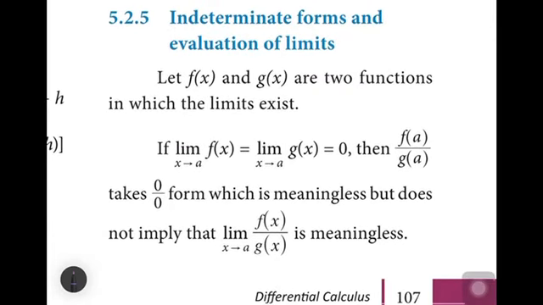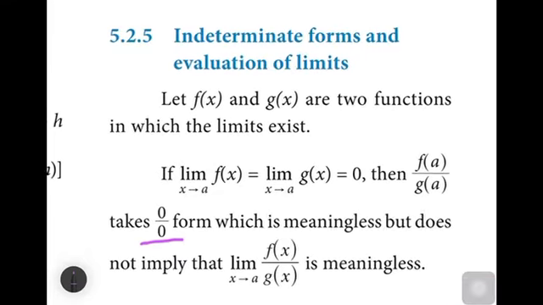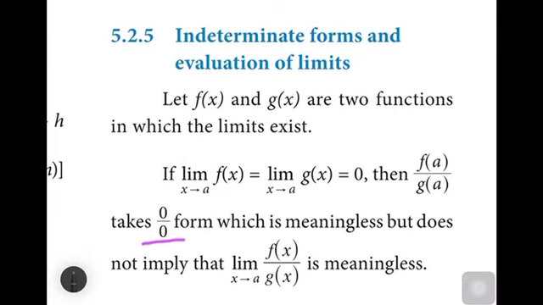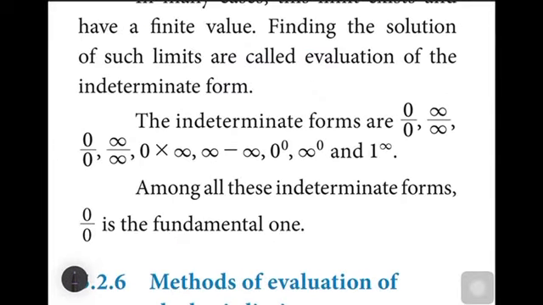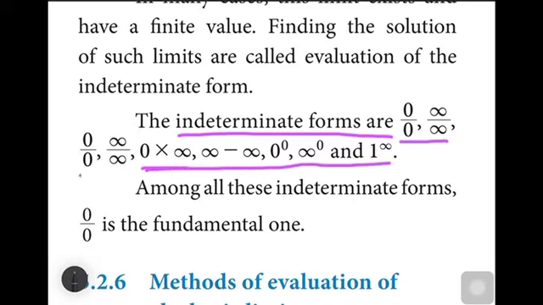So, if it takes 0 by 0 form, then it is meaningless. So, we will tell it is in indeterminate form. These are the indeterminate forms. So, the indeterminate forms are 0 by 0, infinity by infinity, 0 into 0, 0 into infinity. These are all the indeterminate forms.